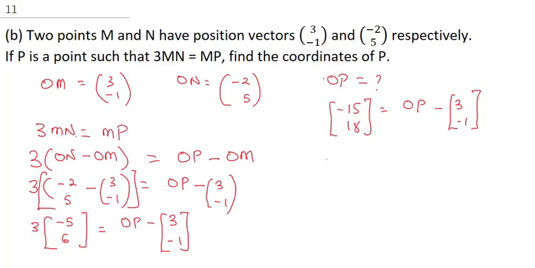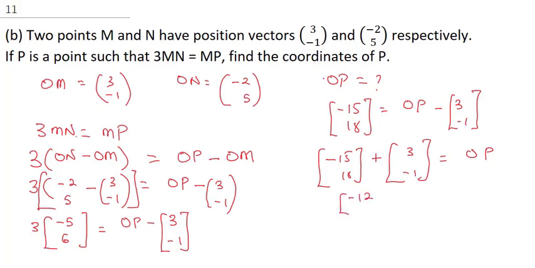Now, in collecting like terms, minus 15, 18 will come here, while you're going to have plus, this will now come over, that's 3 minus 1, which is equal to what? OP. Now, if you are to evaluate this, 3 minus 15 is going to give you what? That's minus 12. And recall this is 18. This will be 18 minus 1 is going to give you what? That's 17. So OP, O our reference point, and P our vector is going to be minus 12 and 17.